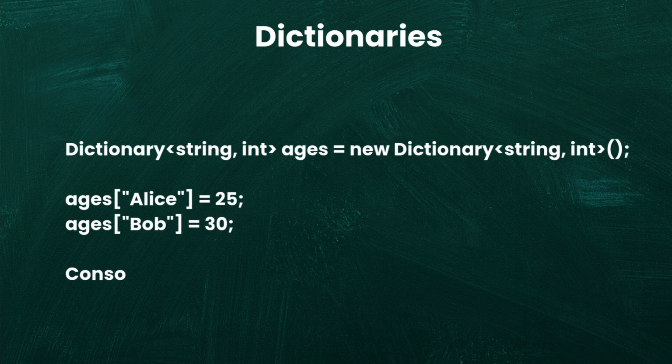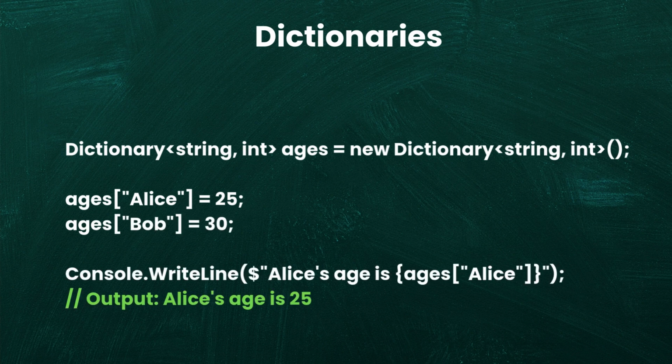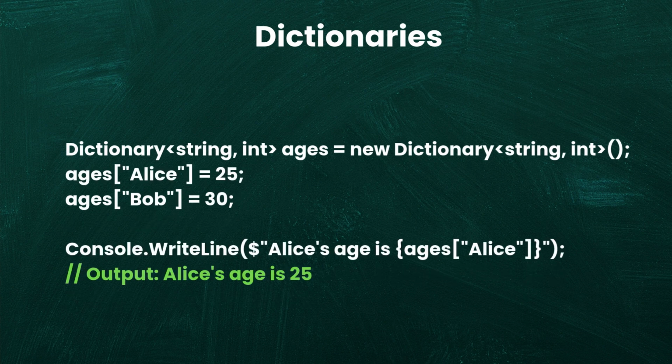Dictionaries, on the other hand, store data as key value pairs, allowing you to retrieve values efficiently using unique keys. Dictionaries are perfect when you need to associate data like a name with an age and access it quickly.